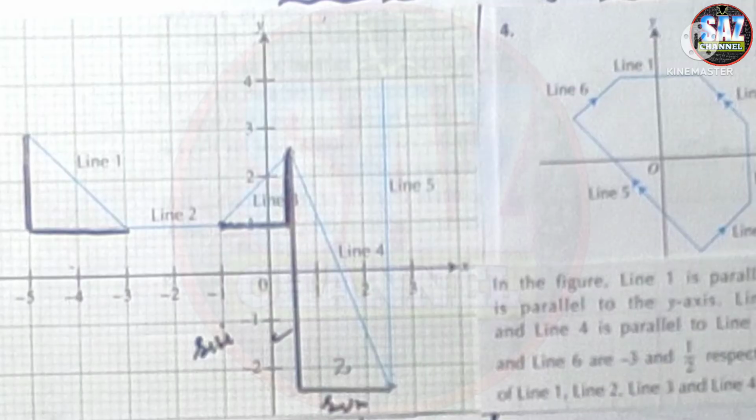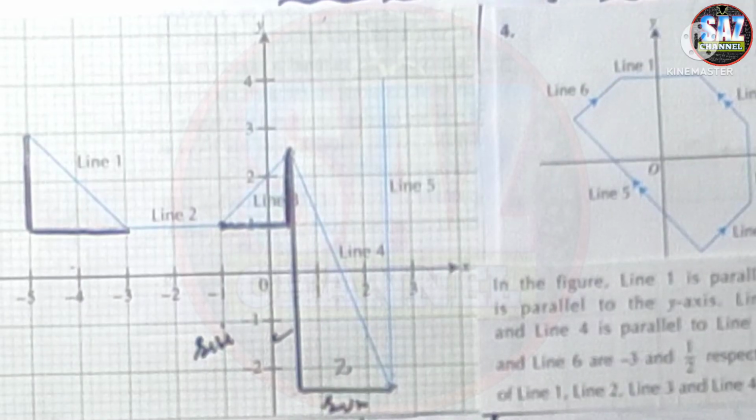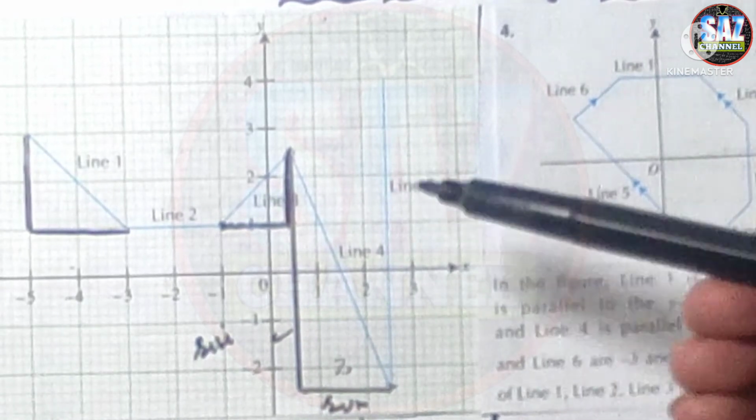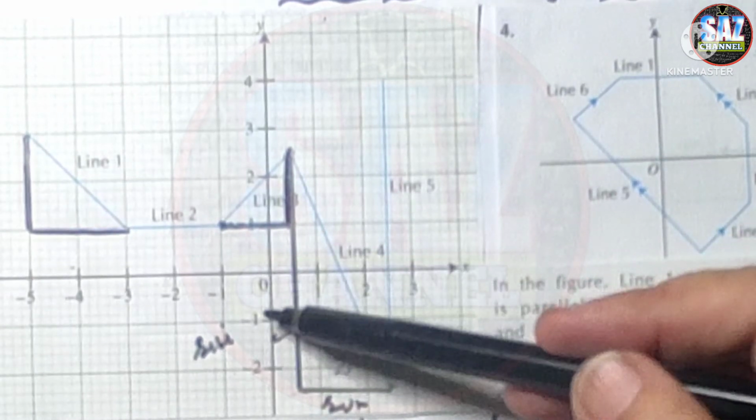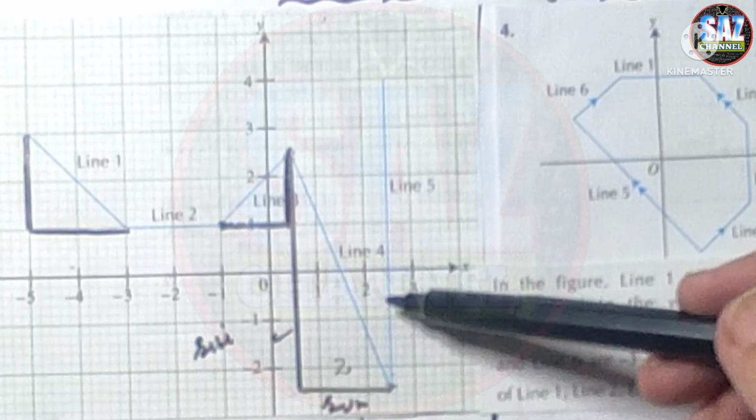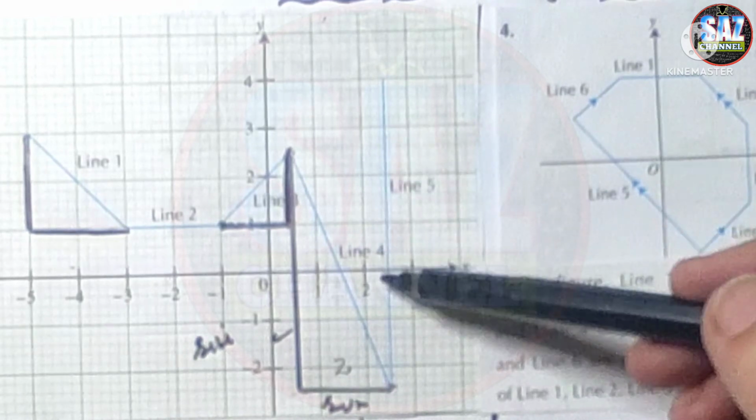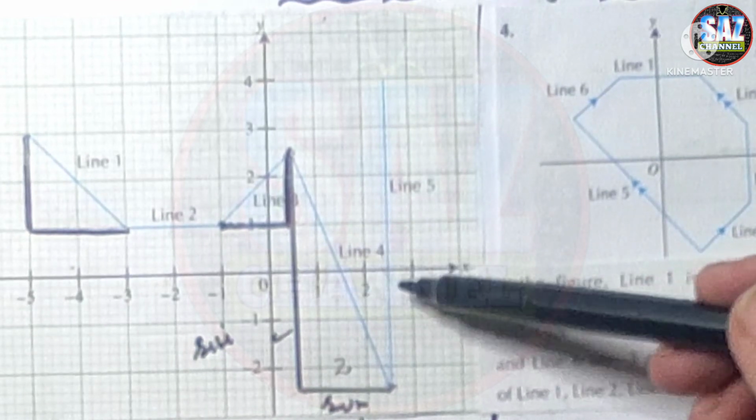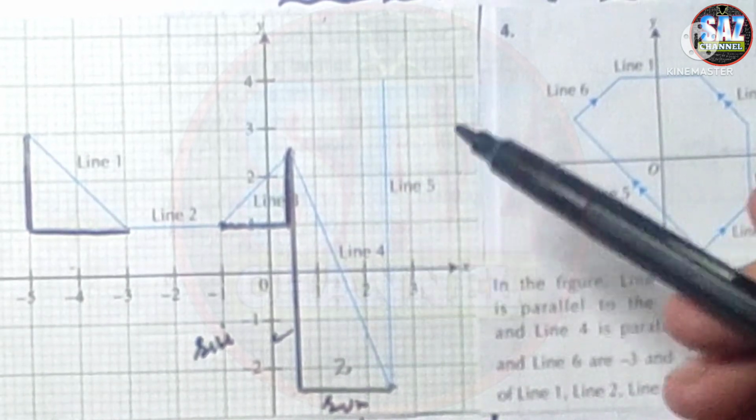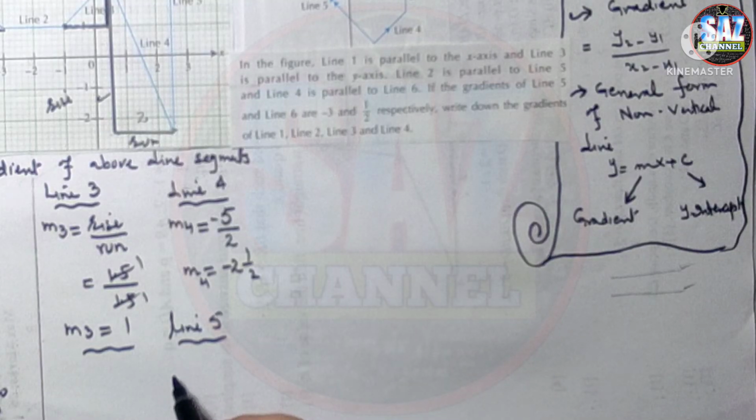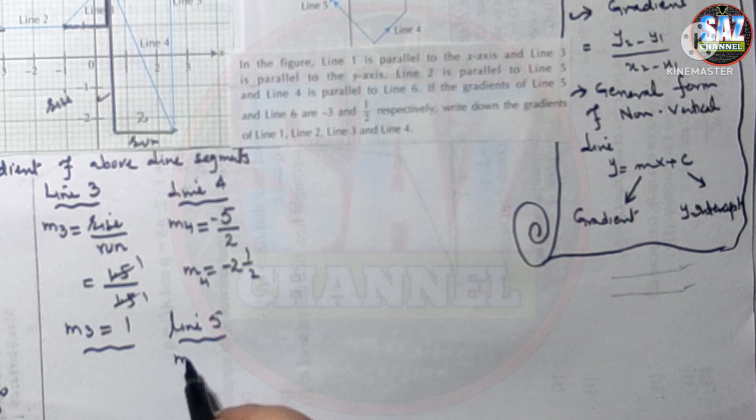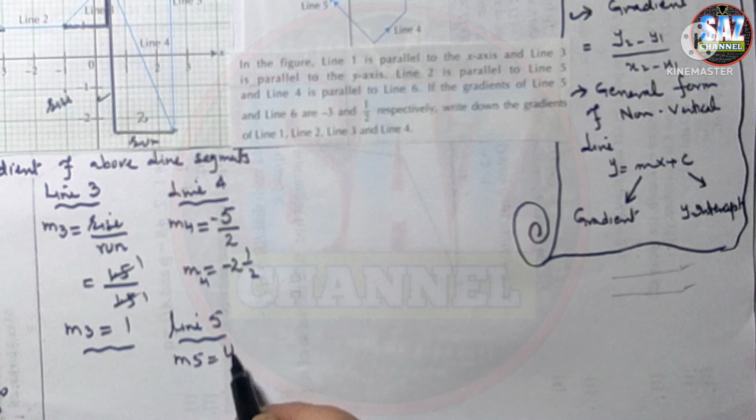Okay, moving to line 5. Do observe line 5 carefully. We can see that line 5 is parallel to which axis? That is parallel to y-axis, and it is meeting at a certain point, like 2.5 on x-axis. So all the lines which are parallel to y-axis are vertical lines, and their gradient is undefined.